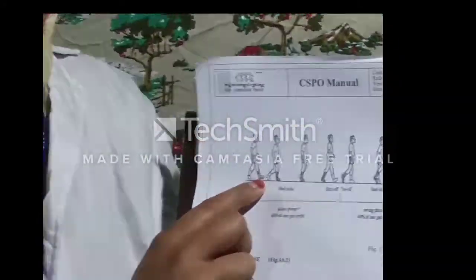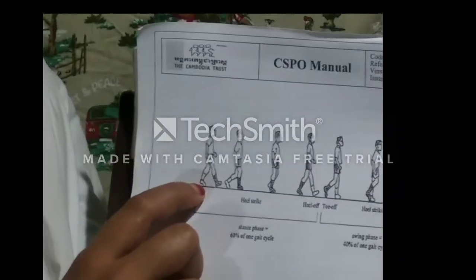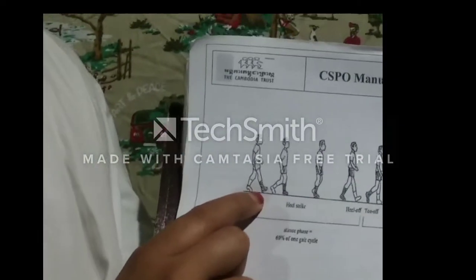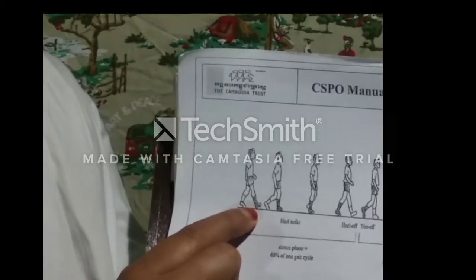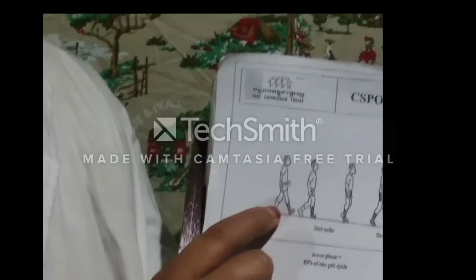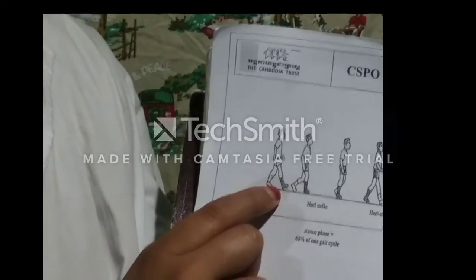First one is the initial contact. Initial contact is the first phase of the gait cycle in the stance phase. It covers 0 to 2% of the total gait. In initial contact, the foot touches the ground and the other foot is in the pre-swing. It is the double limb support phase. That means both limbs are touching the ground.